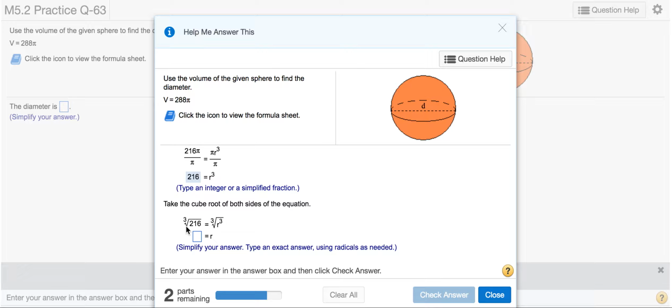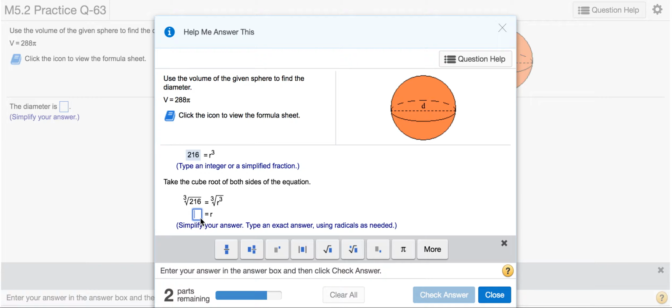If you're not sure how to do that, basically what you're doing is you're finding out what times itself 3 times is going to equal 216. So you could do 1 times 1 times 1, 2 times 2 times 2, 3 times 3 times 3, or you can use your calculator and hit this radical function key with a 3 there and type 216. And when you do that, it's going to tell you that the answer is 6.